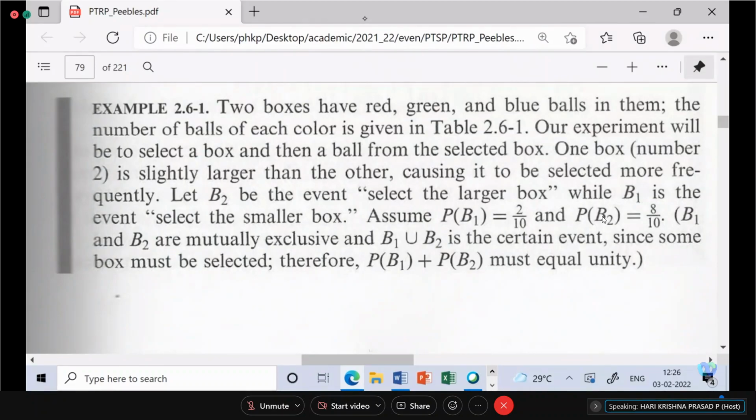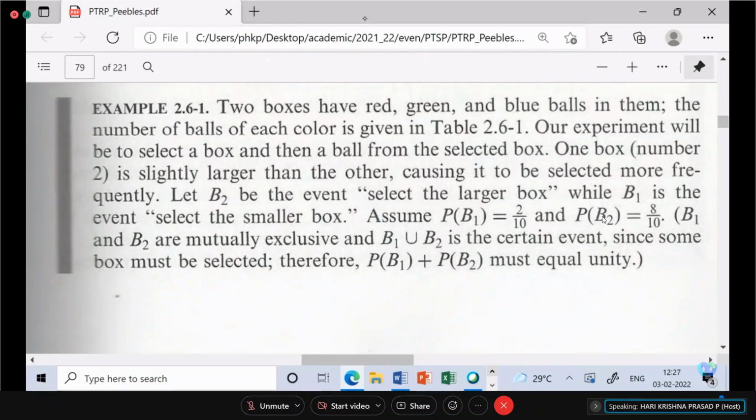Now, I want to use a random variable to describe this experiment. What is the outcome of this experiment? It is finally the ball is being selected out. So I consider a random variable x, and I consider assigning values to the random variable x to represent the balls being selected. There are three different colored balls. So I will assign three numerical values to the random variable capital X.